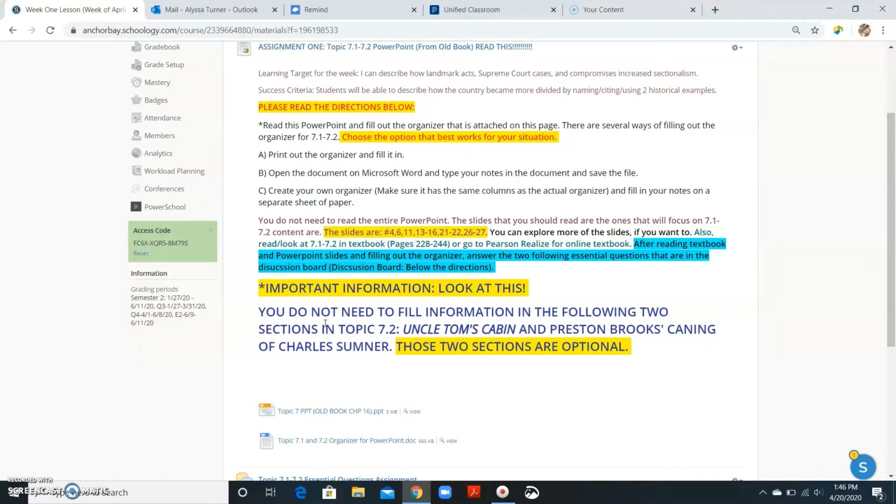In your organizer, you do not need to fill out the following sections in 7.2, the Uncle Tom's Cabin and Preston Brooks caning of Charles Sumner. You don't have to do those. Those are optional if you want.